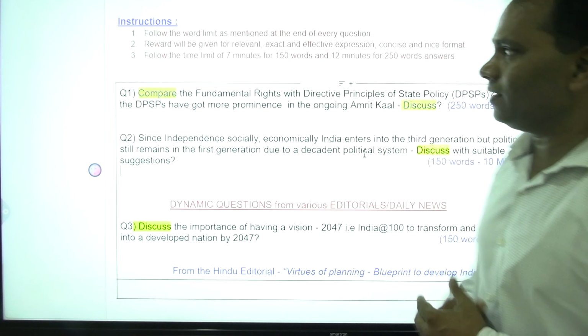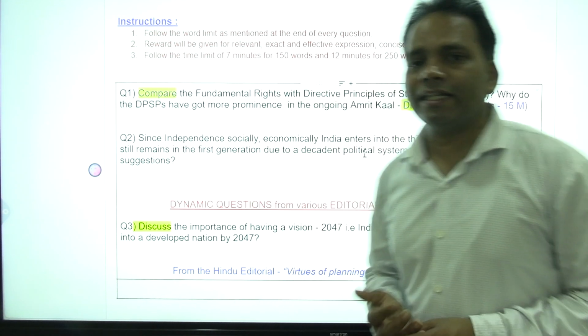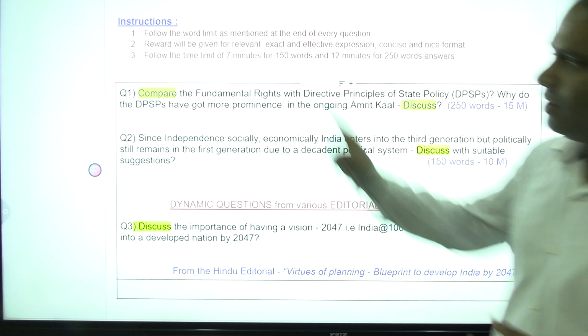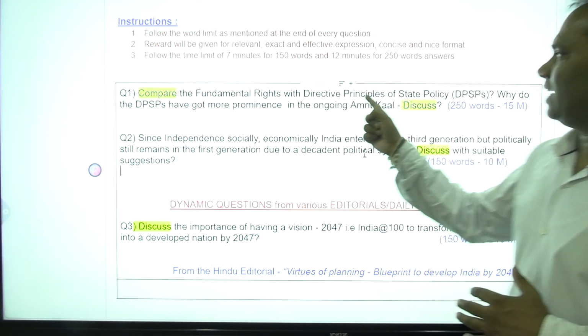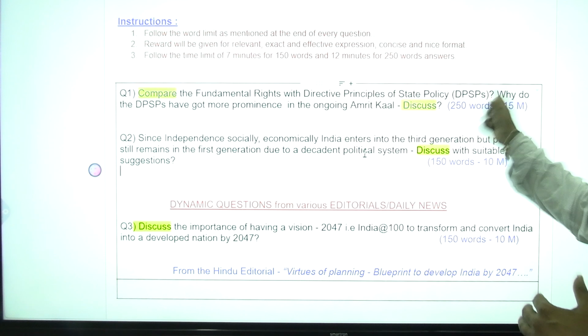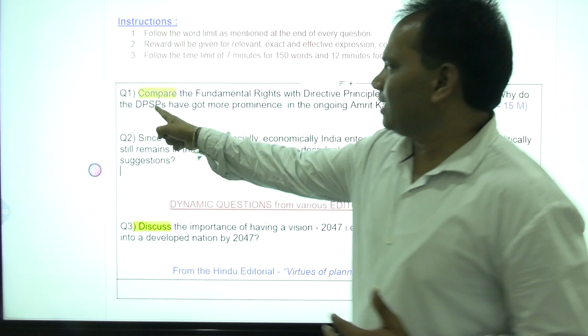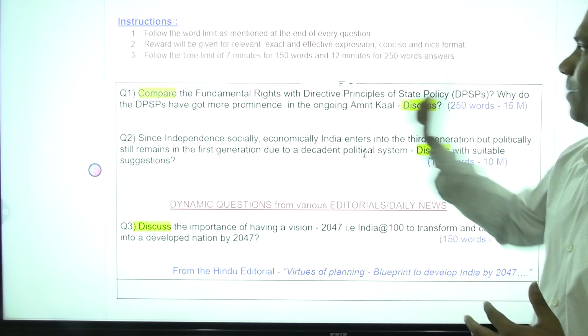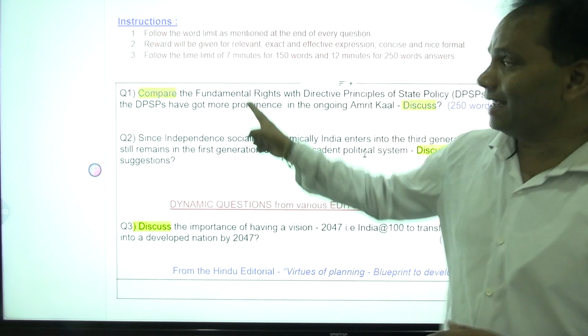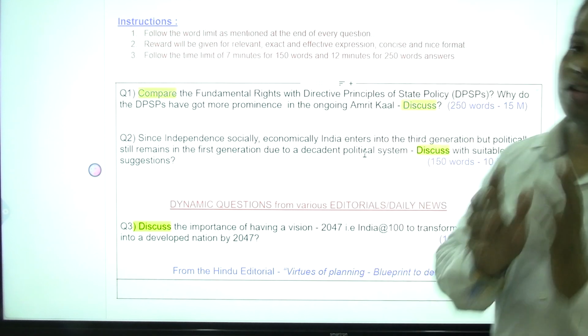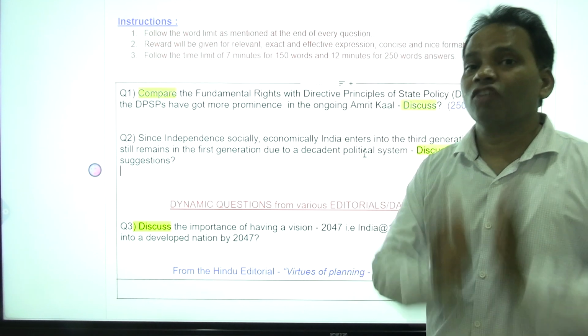Okay, the first question is related to Indian polity. It is a basic question as well. The first question, read it. Compare the fundamental rights with directive principles of state policy, DPSPs. Why do the DPSPs have more prominence in the ongoing Amrit Kal? Discuss. These yellow marking things are question tags. These are important question tags.